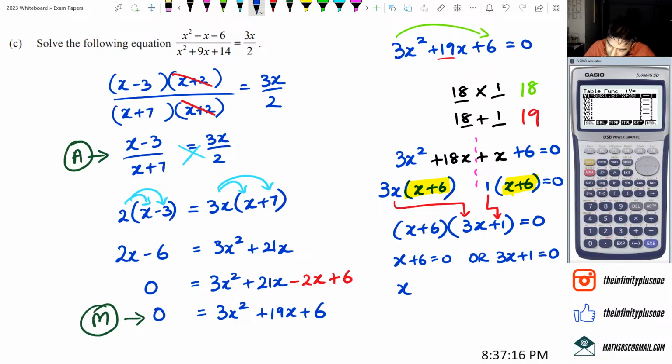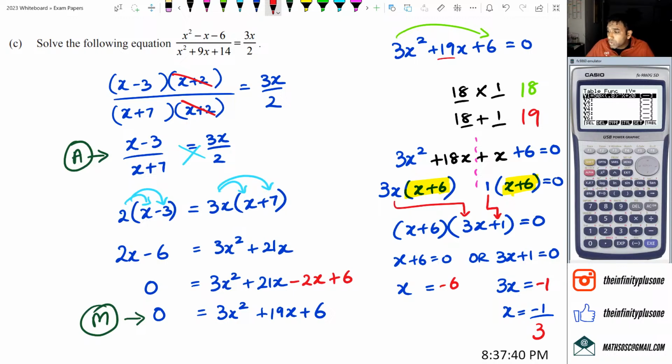Now when x plus 6 equals 0, that's straightforward. We can say x equals minus 6. As for this, we're going to get 3x equals minus 1, and then x is equal to minus 1 divided by 3.